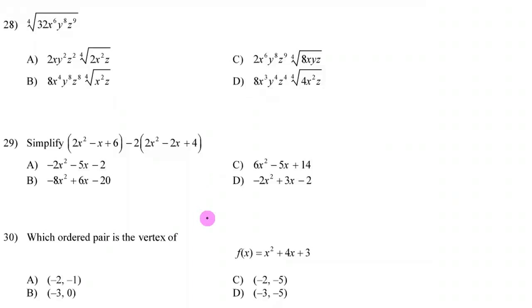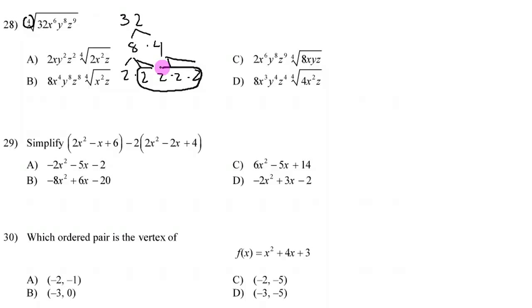A. For number 28, remember when we want to simplify this, we want to find things that are to the 4th power to take out. Or basically we're finding groups of 4. So let's go ahead and split this up. I know 32, for example, could be written as 8 and 4, which is 2 times 2 times 2, and then that 4 is more 2's. And I can see, okay, there's a group of 4 2's, so that can go on the outside.